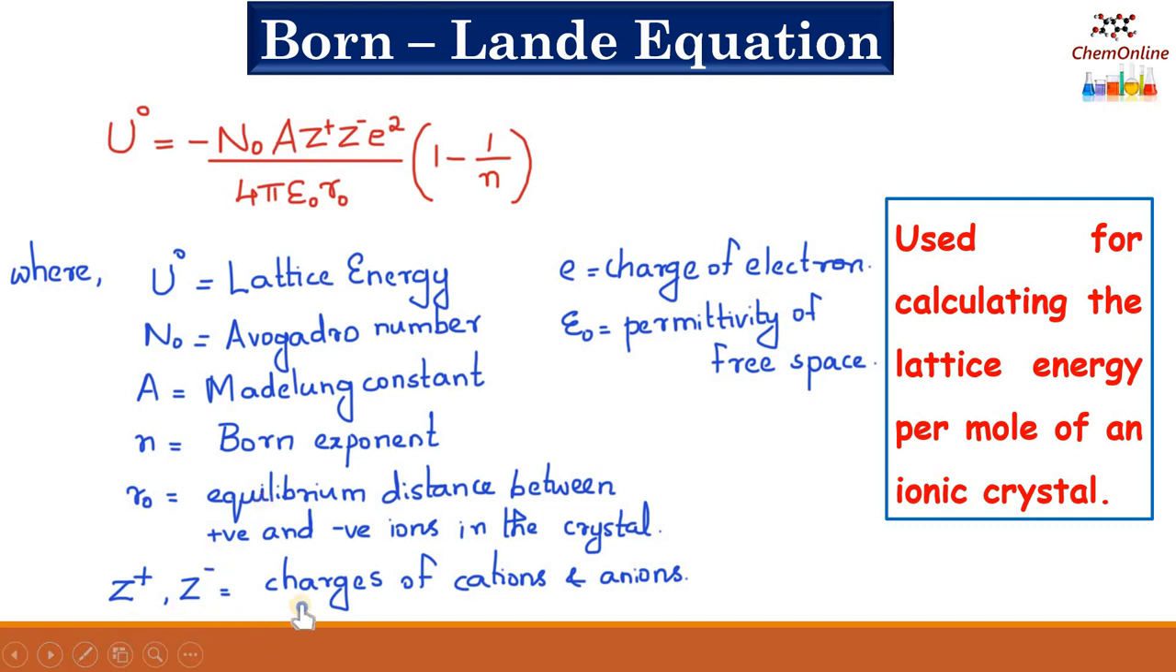Z+ and Z- are the charges of positive and negative ions, that is the charges of the cations and the anions. For example, in NaCl, we have Na+ and Cl-, each having charge 1. e is the charge of the electron and epsilon 0 is the permittivity of free space. So this equation is used for calculating the lattice energy per mole of an ionic crystal, and this is known as the Born-Lande equation.